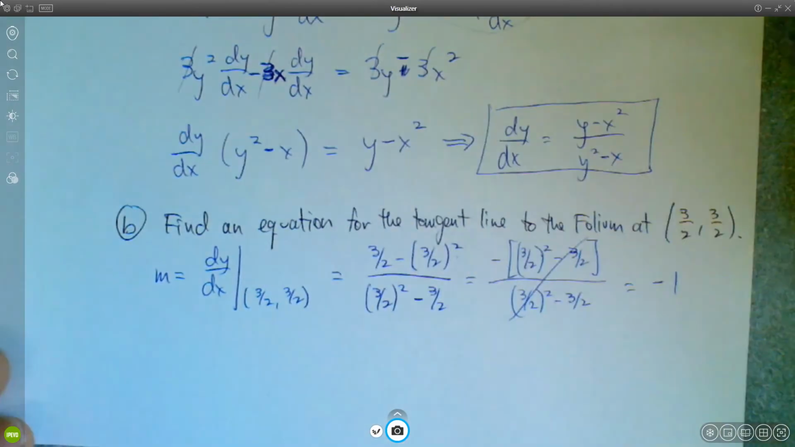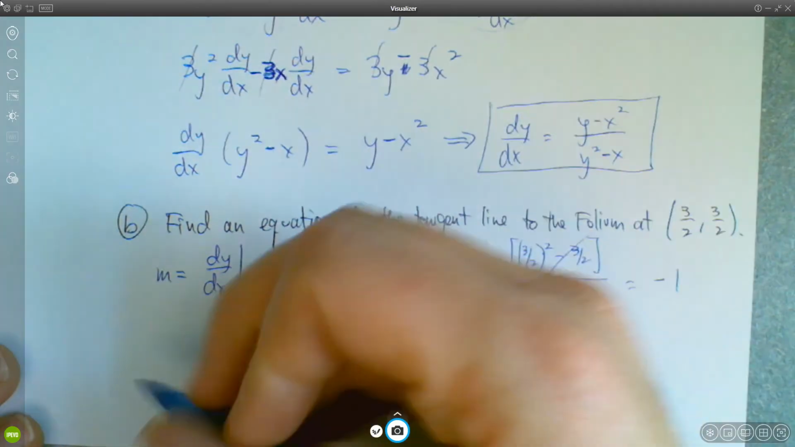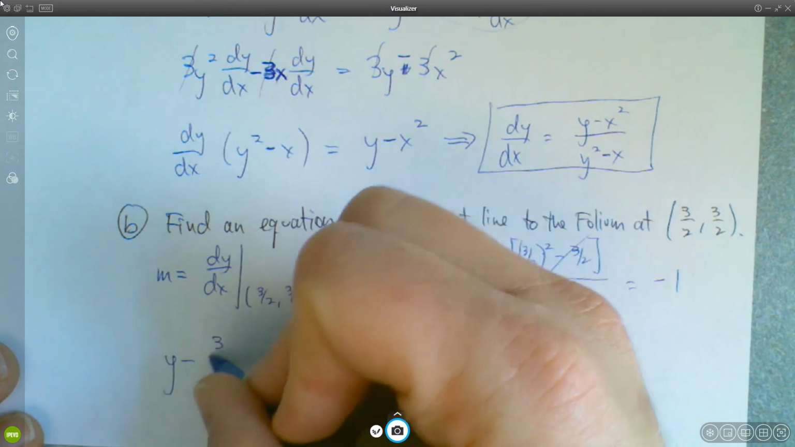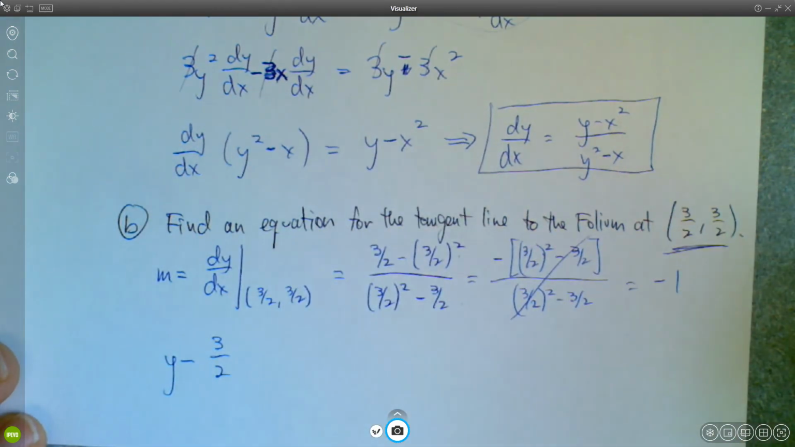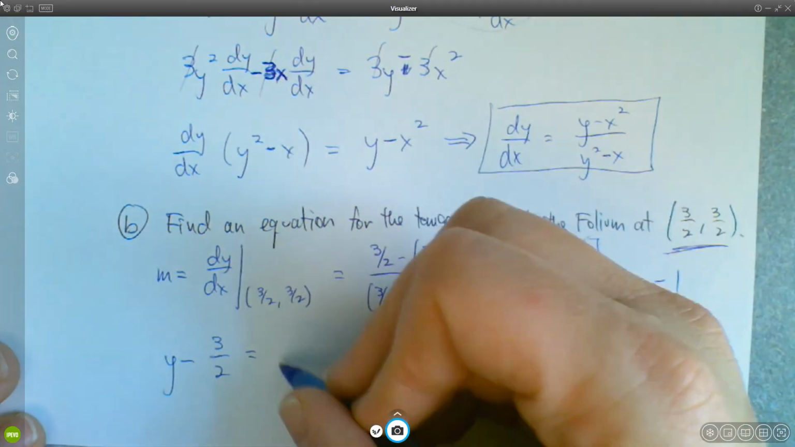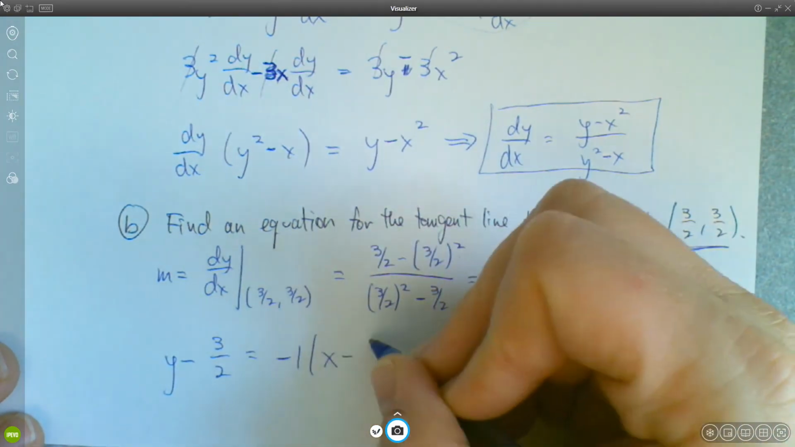Now what's the equation of the tangent line? Well, we're going to say y minus y1. Okay, we're using this point. This point is on the curve. So y minus y1 equals m times x minus x1.